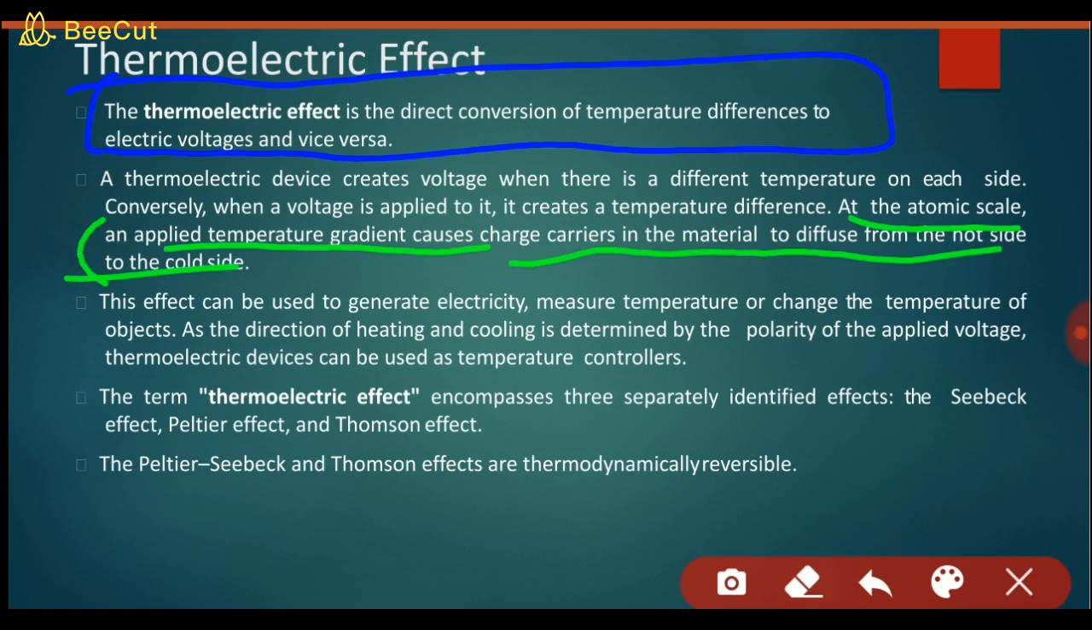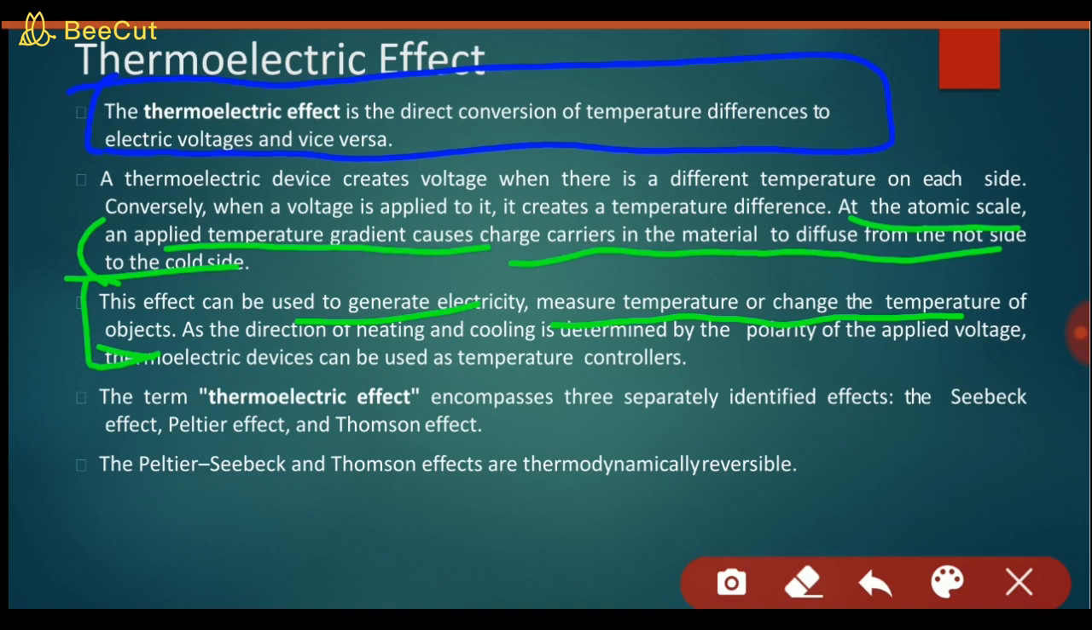Okay. This effect can be used to generate electricity, measure temperature or change the temperature of objects, as the direction of heating or cooling is determined by the polarity of the applied voltage. So thermoelectric devices can be used as a temperature controller. That is a very important point you should keep in mind.